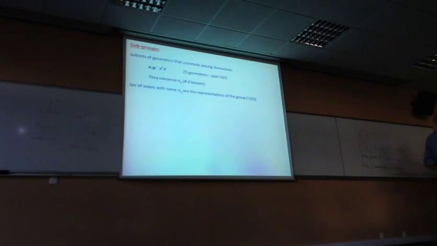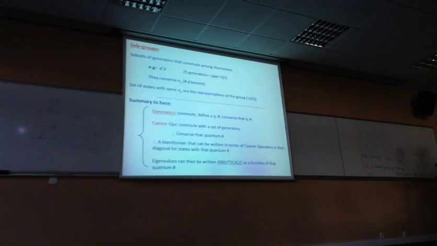Okay, you can have subsets of generators that define another group. Like, for example, the operators D dagger D, there are 25 of them, 5 in each magnetic substate, so that's 25. They conserve, obviously, the number of D bosons. So this destroys a D boson, this creates it back, and so states with the same ND are representations of the group defined by these, which is called U5. Okay, that's just a summary. I'm not going to go through that.